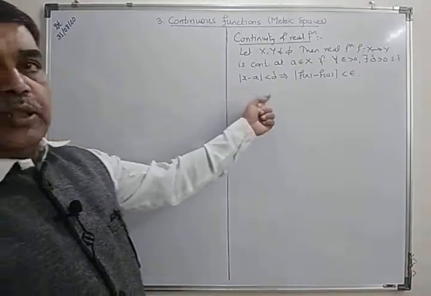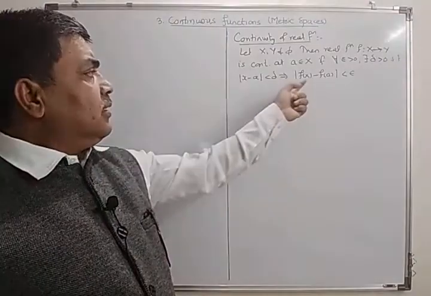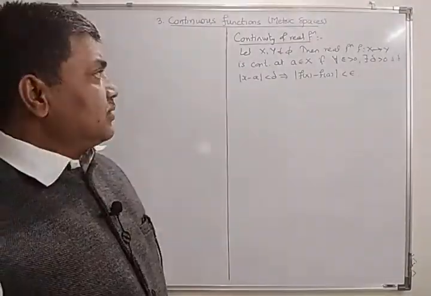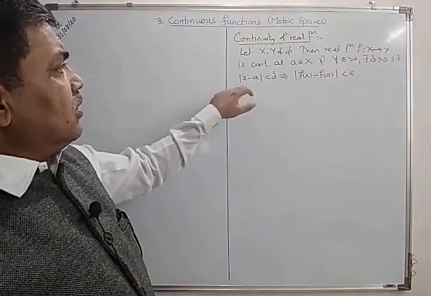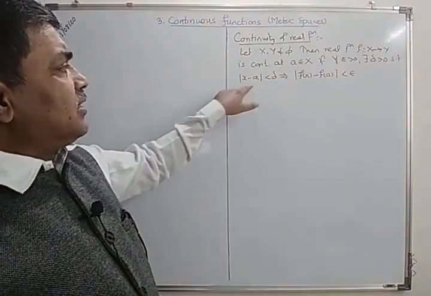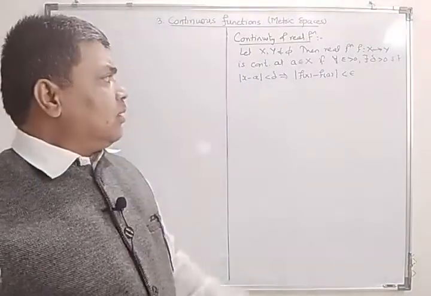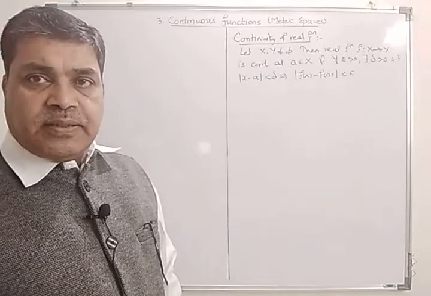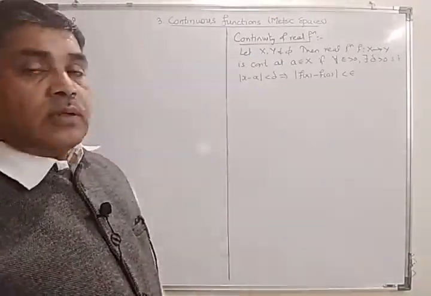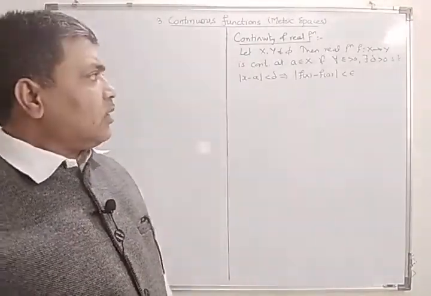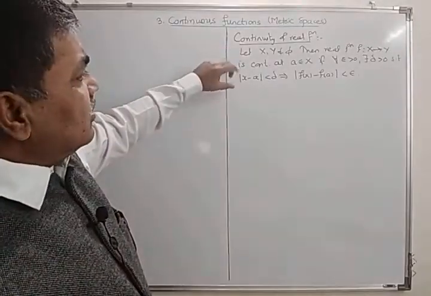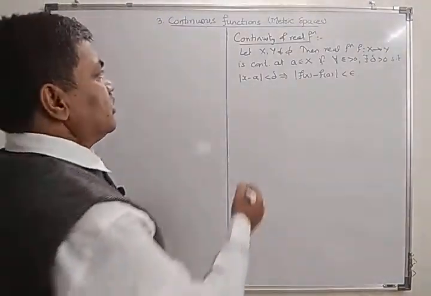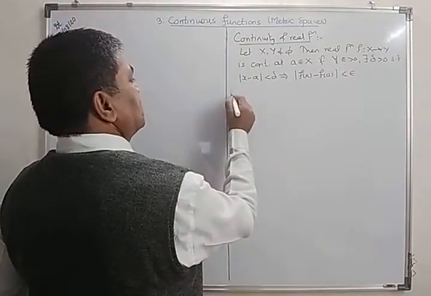Means x is very near to a implies f(x) is very near to f of a in terms of distance. Now we have this mod of x minus a is nothing but distance between x and a. Mod of f(x) minus f(a) is nothing but distance between f(x) and f(a). And we have distance functions on matrix spaces. So it is possible to generalize this definition for matrix spaces. Okay. So definition.